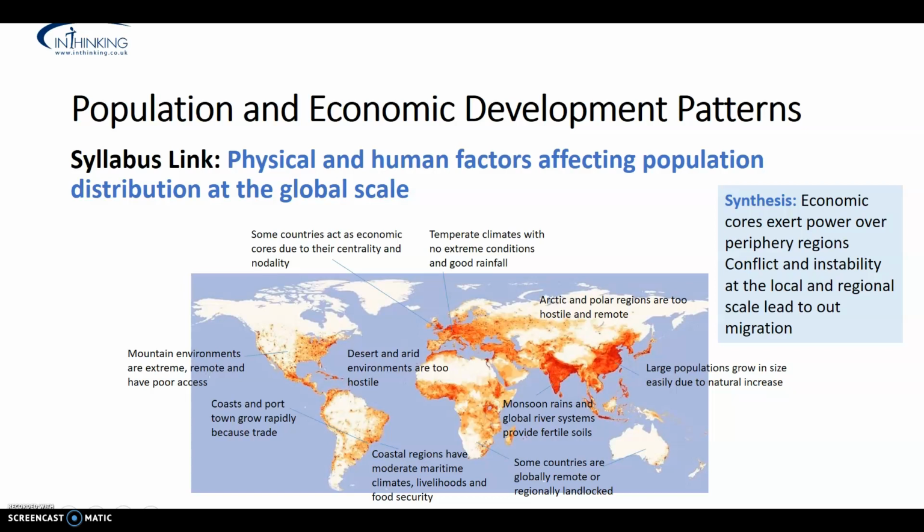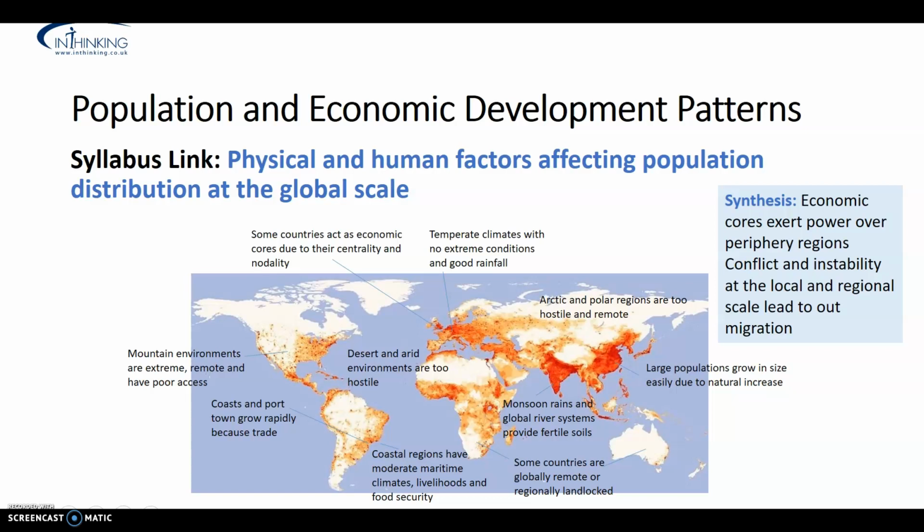are very remote. They have hostile climates, extreme climates, and this, of course, is less favorable for populations. There are a number of synthesis points here to consider. Economic cores exert power over periphery regions.